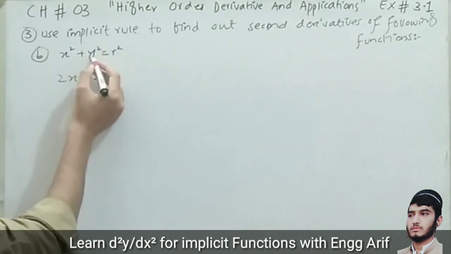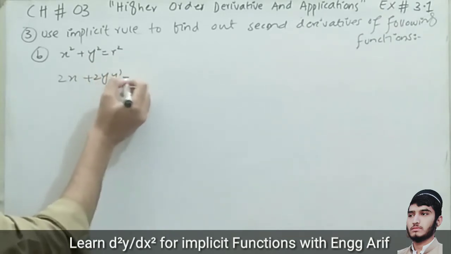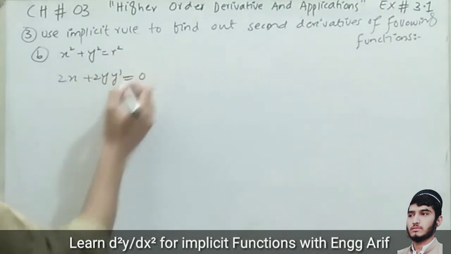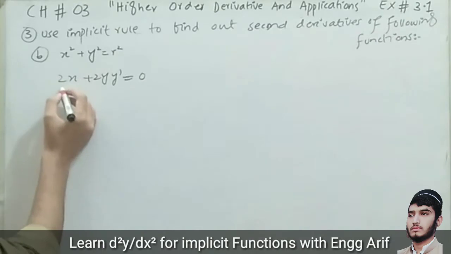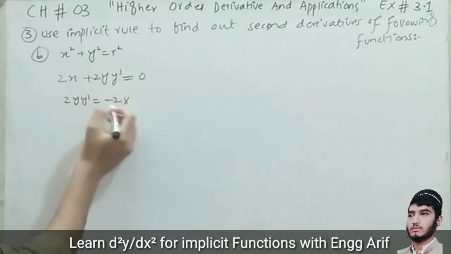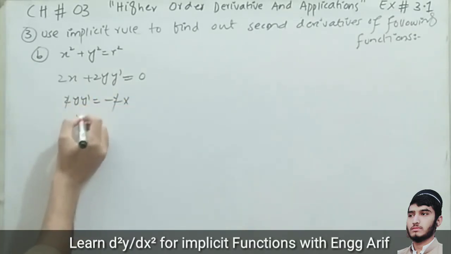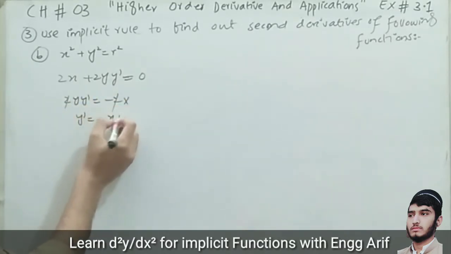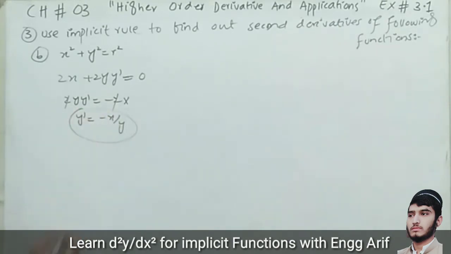And the inner function derivative is y ratio. Will be equal to r is a constant, its derivative is 0. Now after this, I'll shift 2x to the right hand side. So it becomes a 2y y ratio on the right hand side, it becomes negative 2x, 2 is cancelled with 2, so our y ratio is actually minus x divided by y. This is actually the first time derivative.